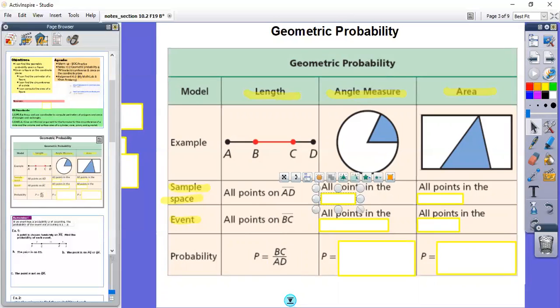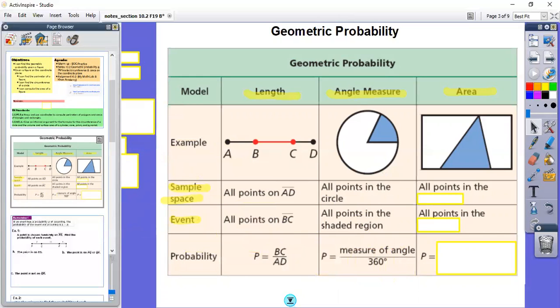Here, the sample space is going to be all of the points on that circle. And then the event, usually with geometric probability, and when we're talking about area, usually they're talking about that shaded area. So what is the probability that the point lies in that shaded region cut out by that angle? What we're going to do is take the area of the event, which is that angle, divided by all the total angles, and we'll be able to find the probability of that point being selected in there.